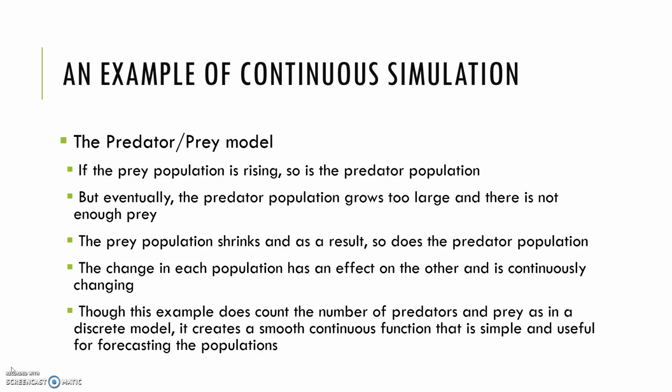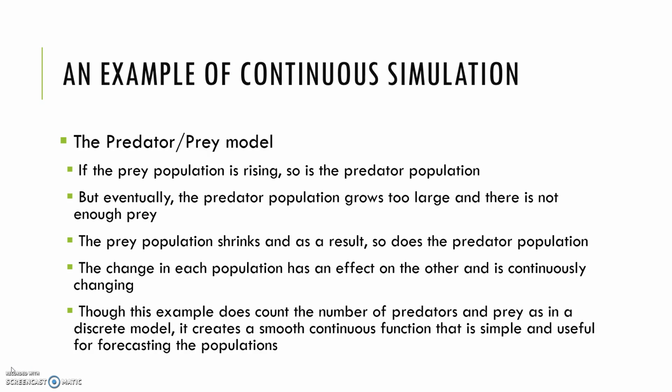So an example that we found for the continuous simulation is called the predator-prey model. This type of simulation is used a lot in modeling populations because they're complex and the factors feed off of each other. With the predator and prey, if the prey population is rising, so is the predator population, just because they have more food to eat.